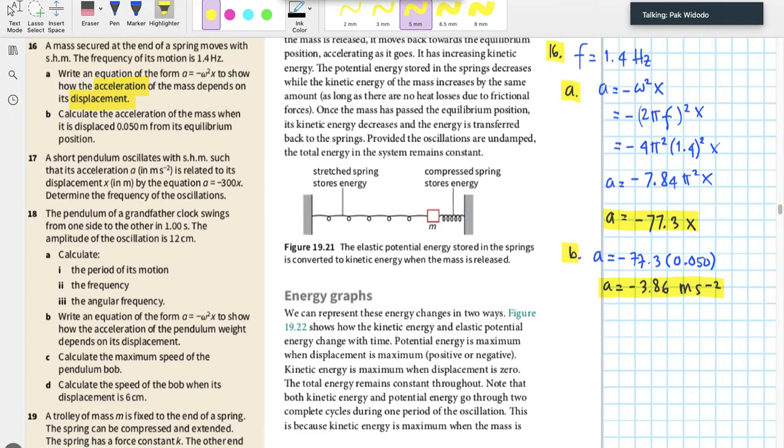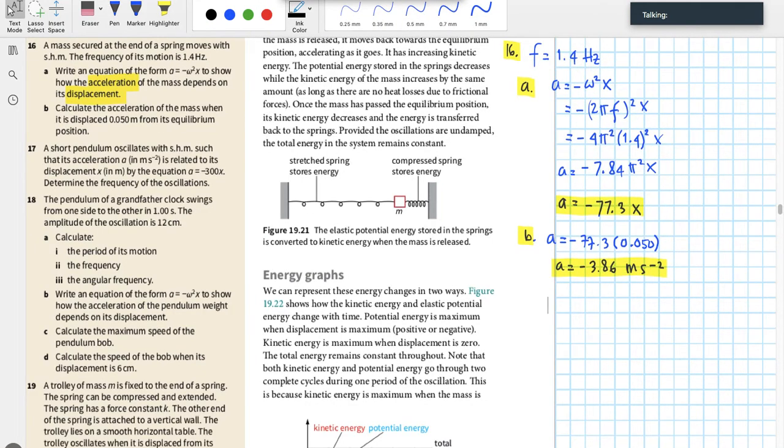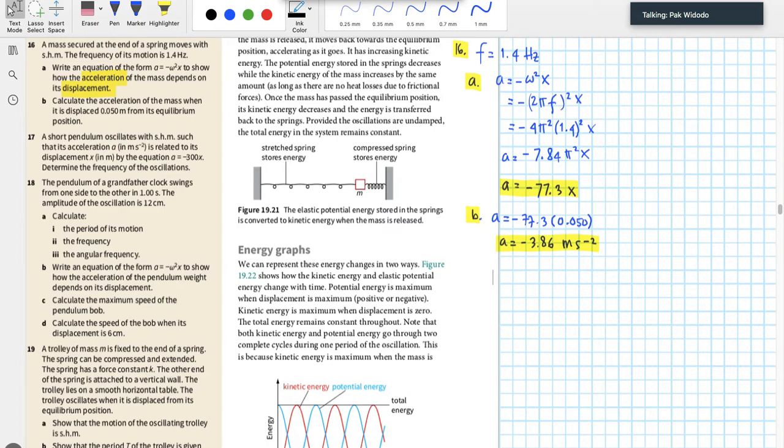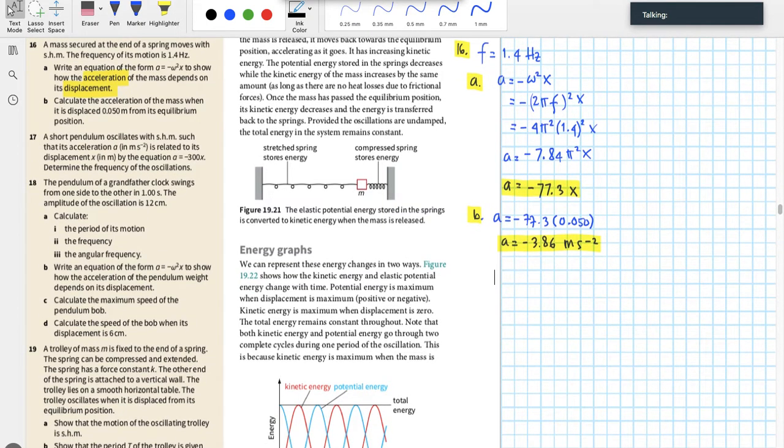Okay, we check number 17 maybe. I will zoom in, zoom out. Sorry. I hope you can still see it clearly. Okay, we check number 17 here.